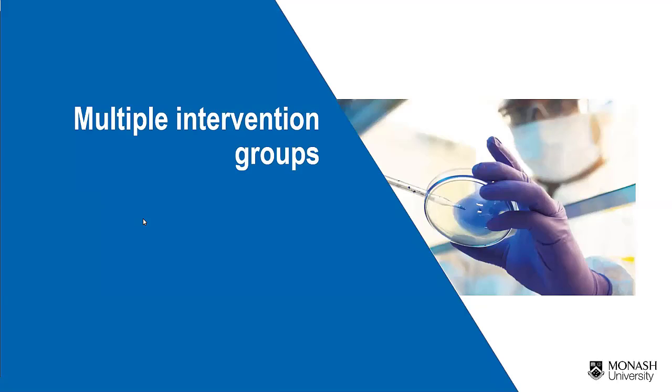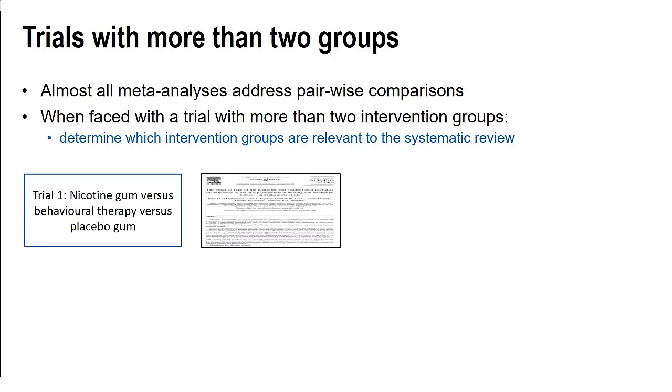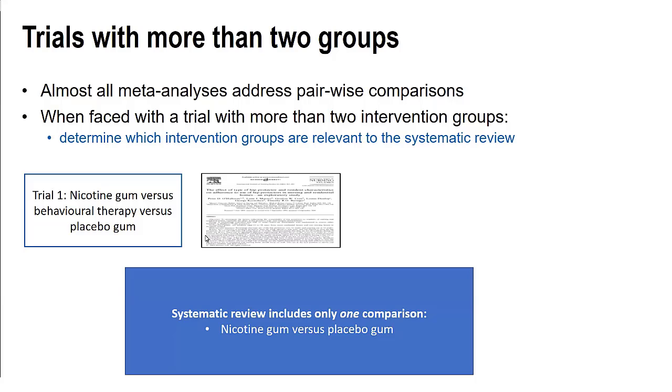So I'm now going to move on to thinking about randomised trials that have more than two groups. Almost all our meta-analyses address pairwise comparisons: what's the effect of intervention A versus B. So what do we do when we're faced with a trial with more than two intervention groups? Well, the first step is to determine which intervention groups are relevant to the systematic review. So let's take an example here. We've got a trial which has three groups: nicotine gum, behavioural therapy, and placebo gum.